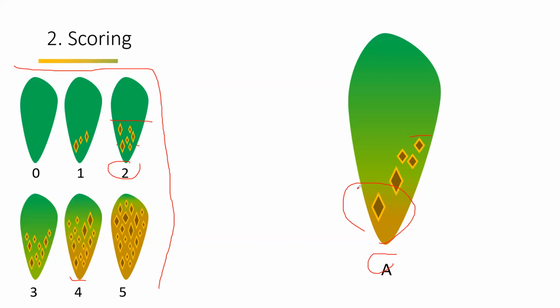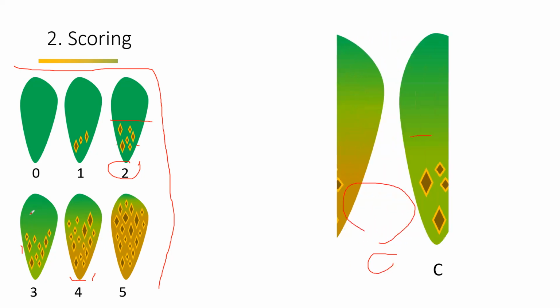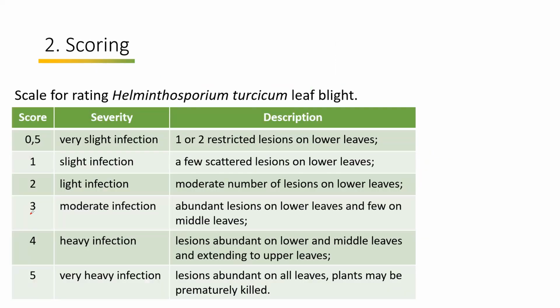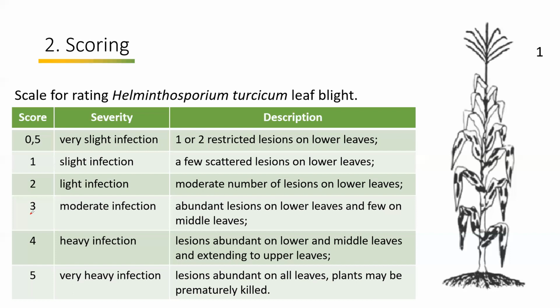Maybe some of you will put it in score 2. Some of you will put it in score 4 because it has browning, or maybe some of you take the middle and put it in score 3. So it's a problem, because in the field sometimes we find a symptom condition that is different from our scoring. So that's why we also need descriptive scoring, like in this table. Yeah, this table.